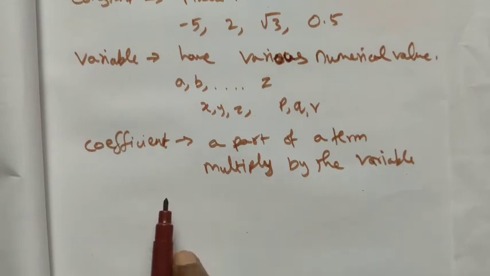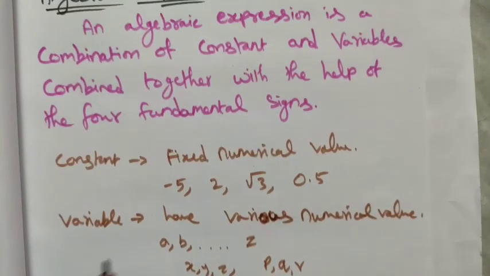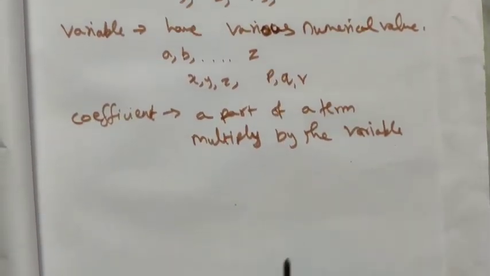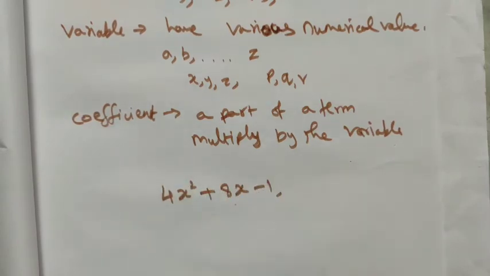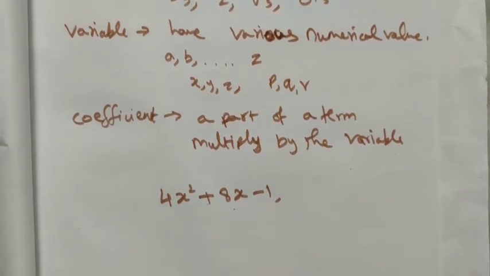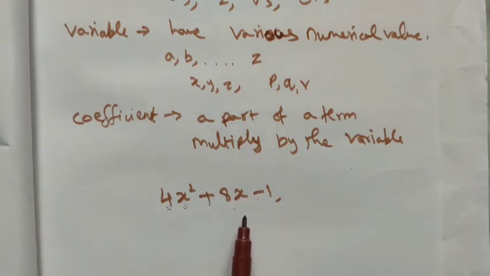First we have to see what is the algebraic expression. An algebraic expression means a combination of both the constant and variable. Suppose I take the algebraic expression like this: 4x square plus 8x minus 1. It is an algebraic expression, made by the four fundamental operations: addition, subtraction, multiplication and division, right? We write it in this form, so it is called an algebraic expression. An algebraic expression is always a combination of constants and variables with either an addition, subtraction, multiplication or division symbol.